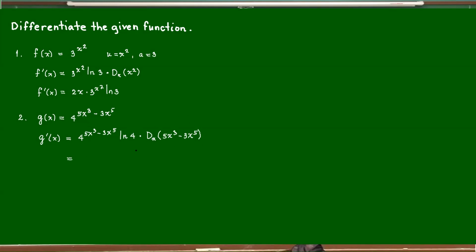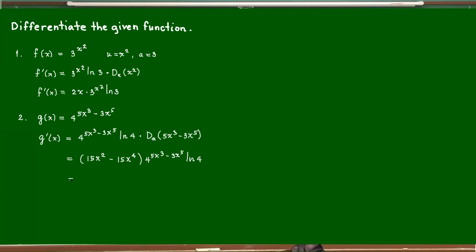So what's the derivative, guys? So the derivative is 15x squared, then minus, for the second term here, 15x to the fourth. Okay? So then times the remaining factors. So we have 4 raised to 5x cubed minus 3x to the fifth ln 4. Okay, guys? So that's the derivative.